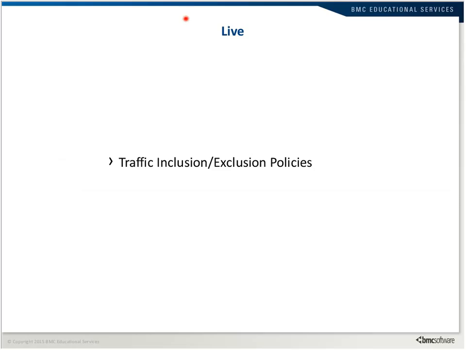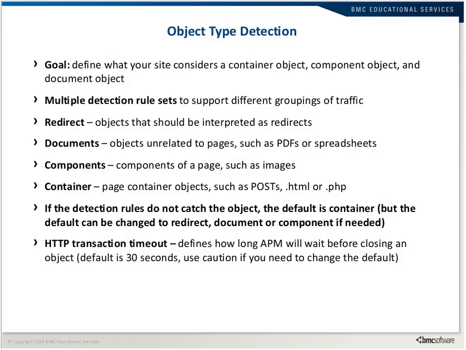Okay, so go back to Mr. Slideshow, and here we are. Okay, so object type detection, all right? So once, as I've just said, we've lumped these request-response pairs together and created these hits, if you will, next we need to figure out how we're going to consider these objects, right? Because that's going to affect how we build pages and other things as well, right?